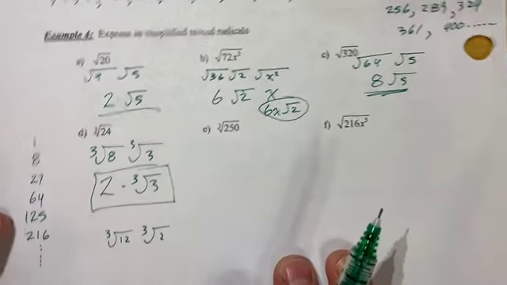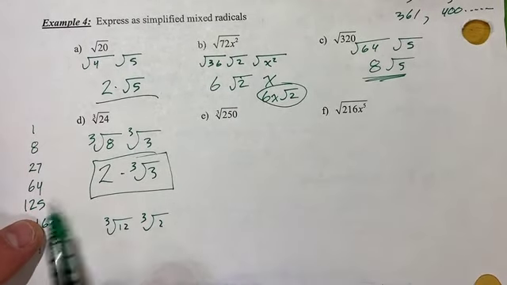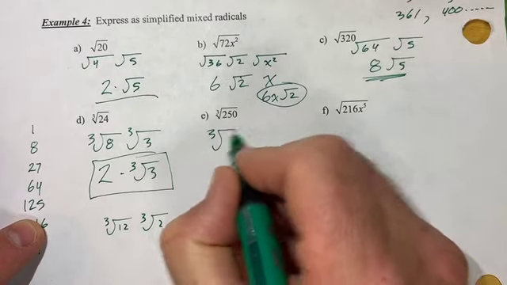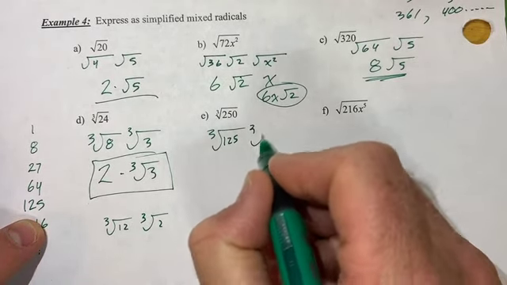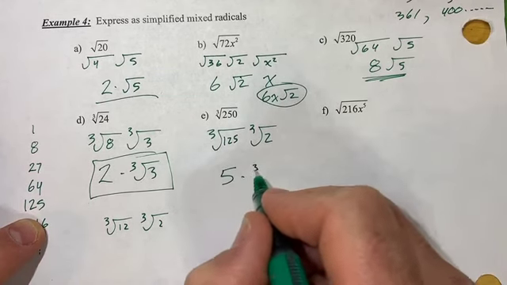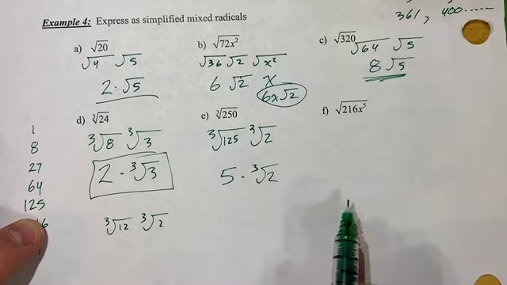Cube root of 250. Oh, man, that's a big number. Not if I have these written out. I know that's 125 times 2. Cube root of 125. Cube root of 2. So this becomes 5 times the cube root of 2.